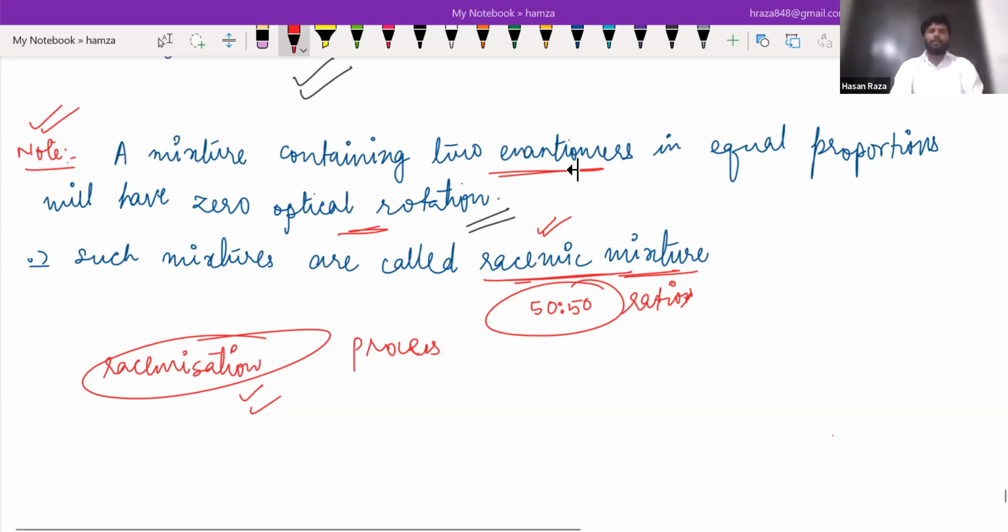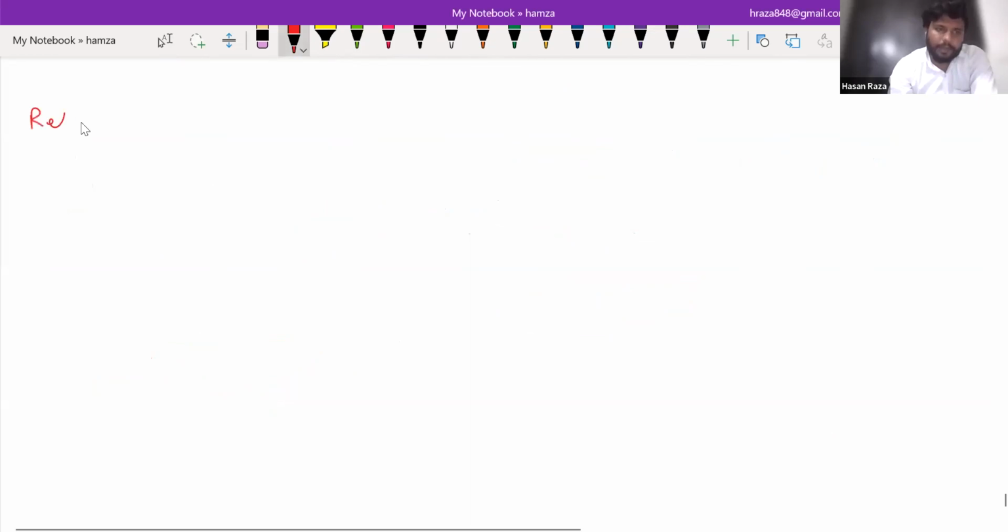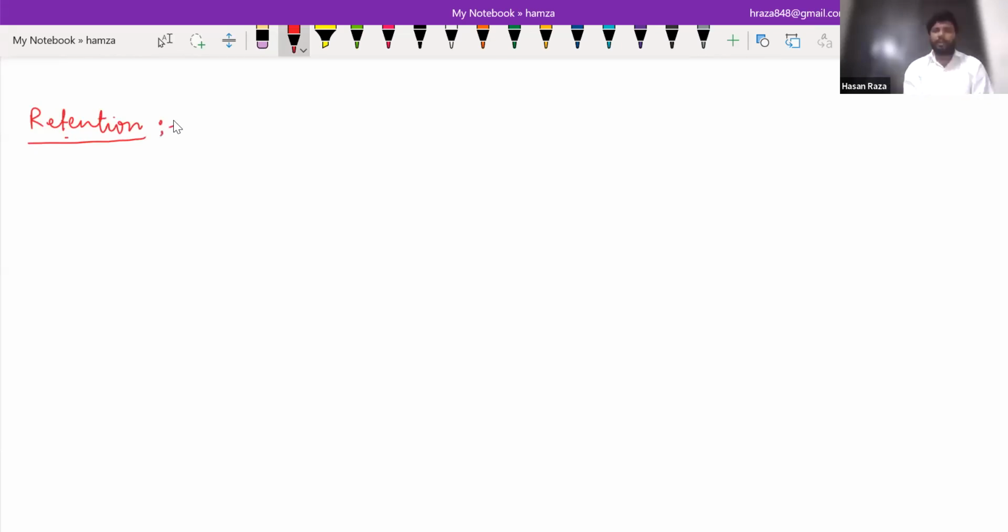Very good. Now we have another term that is known as retention. What does retention mean? Basically, we are talking about reactants and products before and after the reaction. The spatial arrangement of bonds in the reactant will be the same spatial arrangement of bonds in the product too. There will be no difference in the spatial arrangement of bonds.